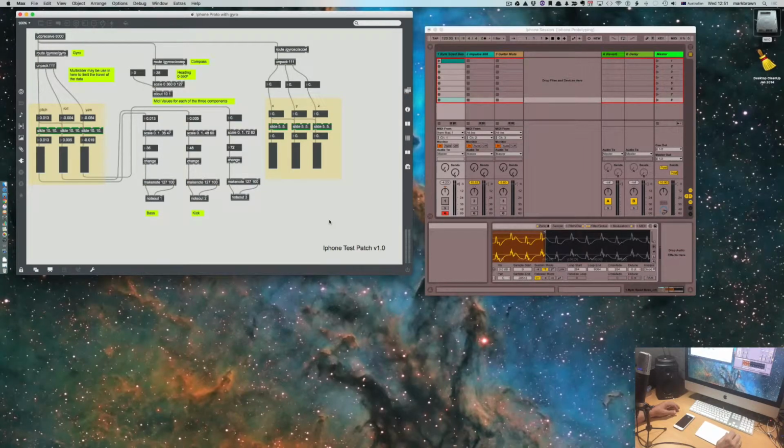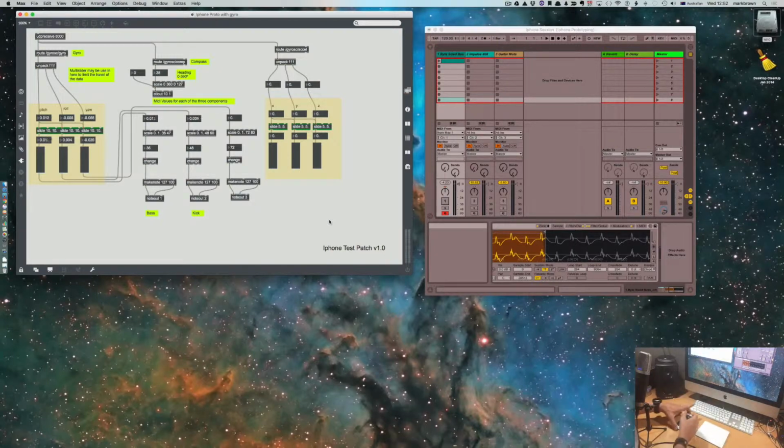What I have here is an iPhone test patch looking at seeing if I can retrieve some of the sensor data from the iPhone and use that in a musical way. This is one of the prototypes that I'm looking at in my research.